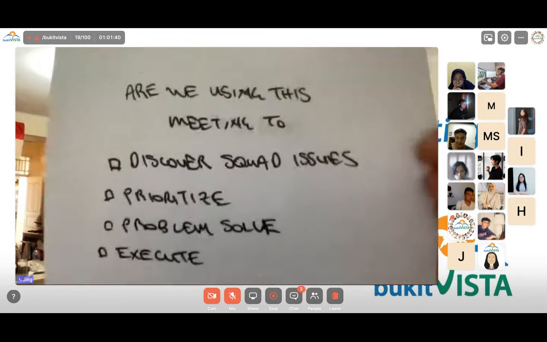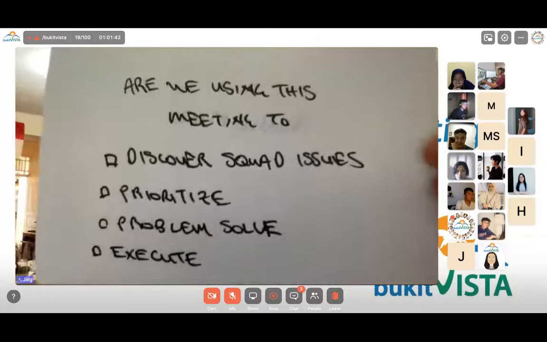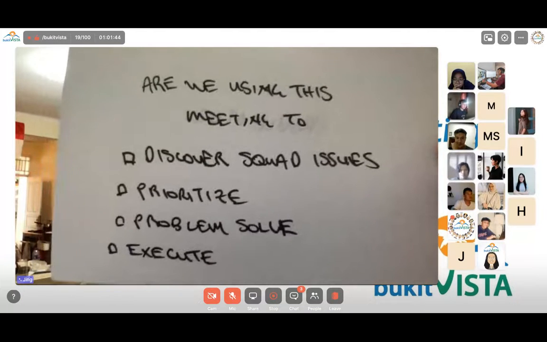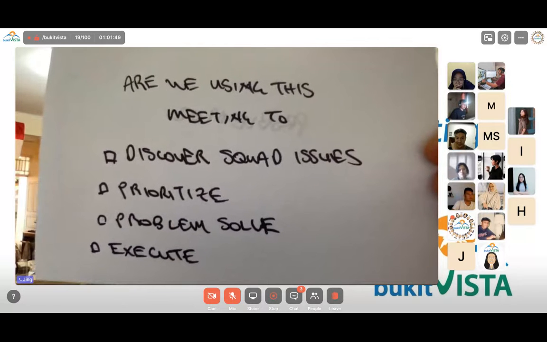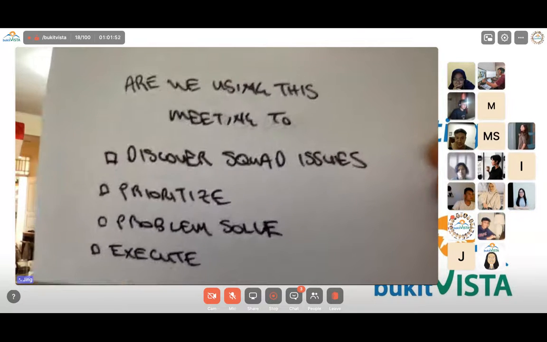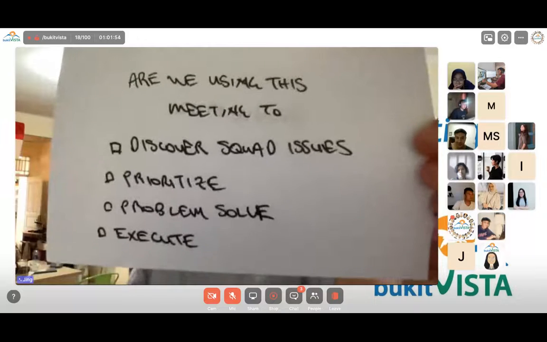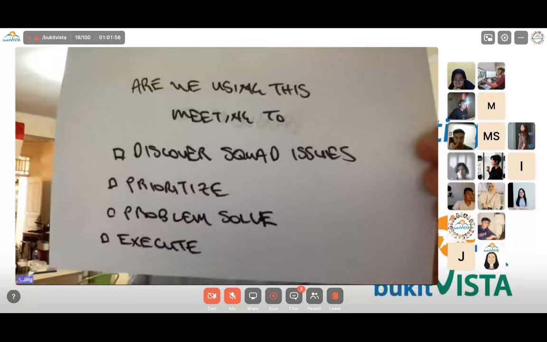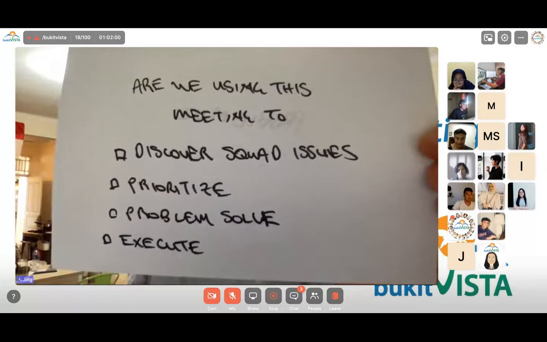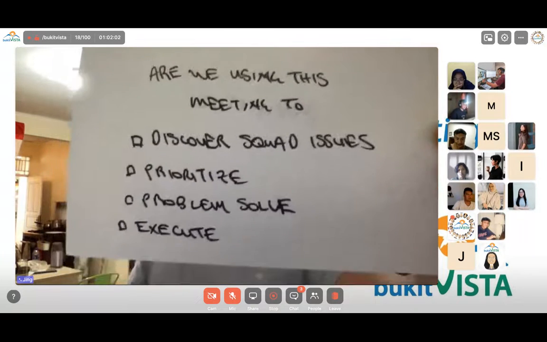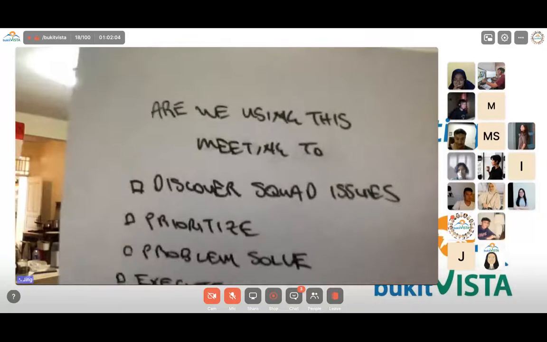Gray. Gray, should this meeting be for discovering, prioritizing, problem solving, or executing? I think it's more prioritizing. Right. What are we spending most of our time doing in this meeting? Discovering. And try to solve it. So it's like a discussion. Right. We're spending a lot of time problem solving.